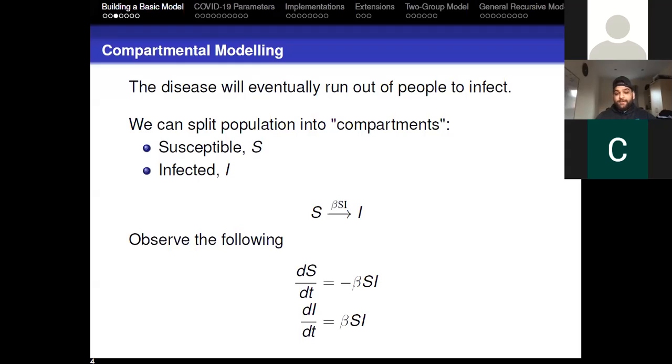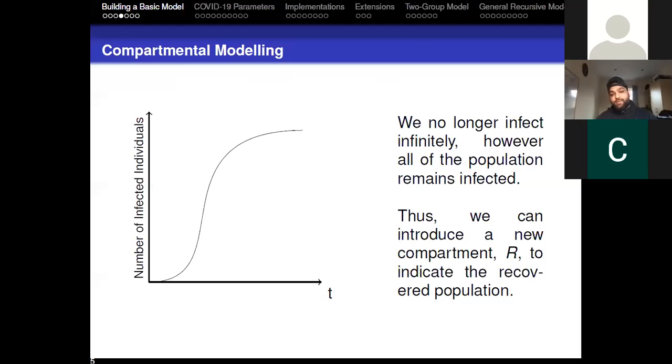Now you can see that the rate of change of the susceptible group will be negative because as the disease progresses, there will be fewer people in that category, and vice versa for the infected group. So if we model this SI model, we'll get a graph that looks like the one on screen right now. So we've fixed the problem of infecting an infinite population. However, once the entire population gets infected, they remain infected.